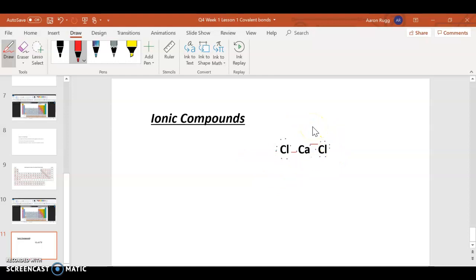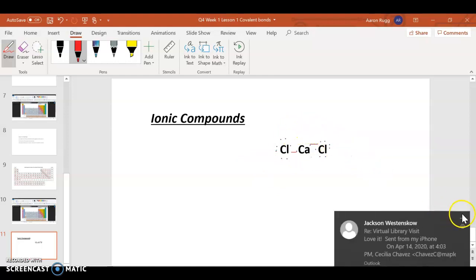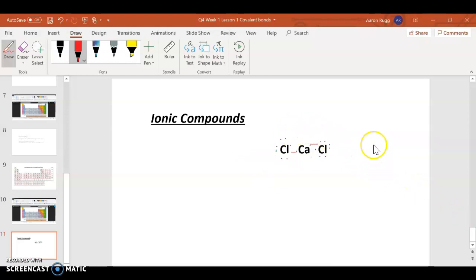So I'm going to let you guys figure out the formula and figure out the Lewis dot structure. Remember the brackets, right? And you also want to include the charge, just like in the POGIL. So I thought that would be a good one to review because you're going to need to know that.